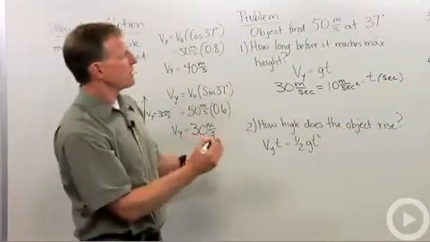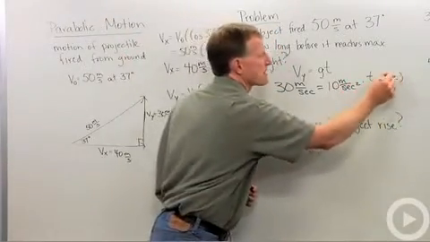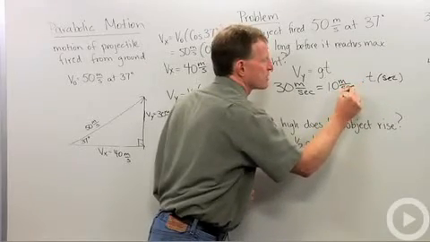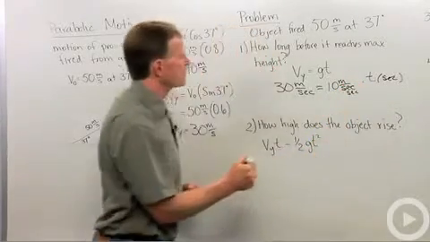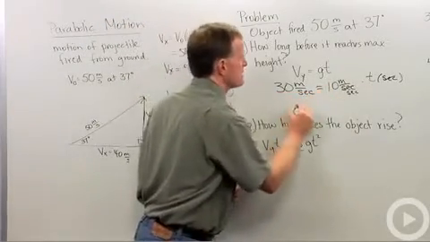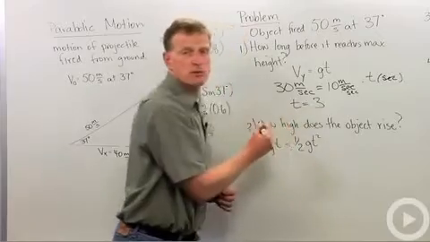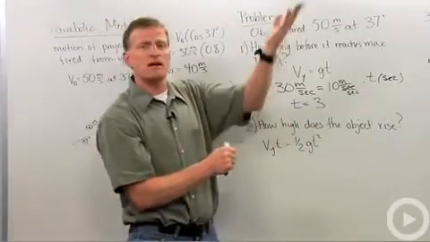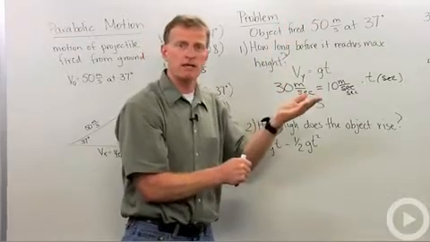When I multiply that out, my seconds here are going to cancel with one of those, so I just have meters per second. And I have 30 meters per second equals 10 meters per second squared times t, and that's a pretty easy problem. T equals 3. Good. So that means it's going to spend 3 seconds going up before it starts coming down.